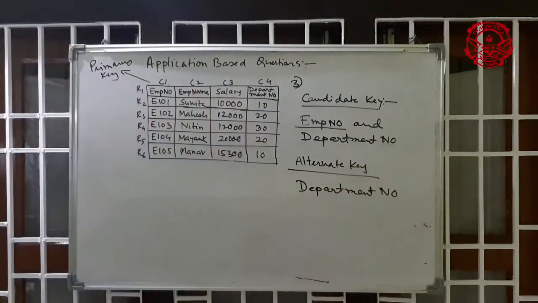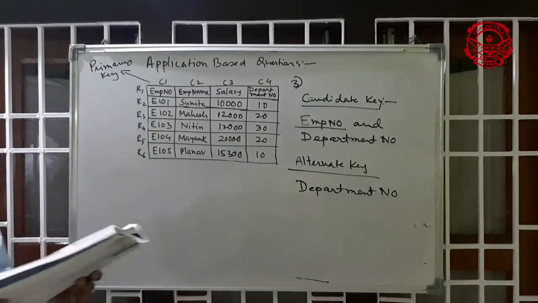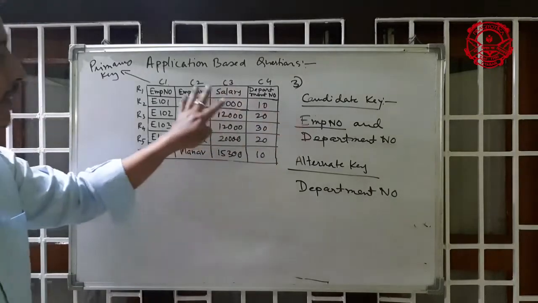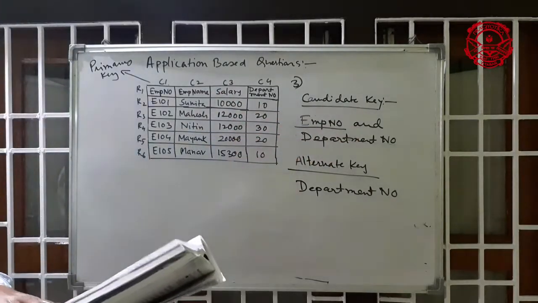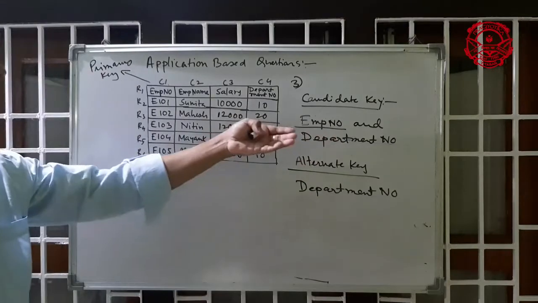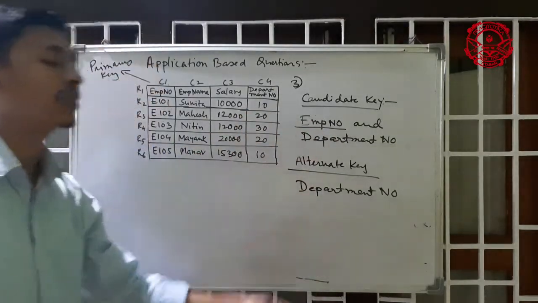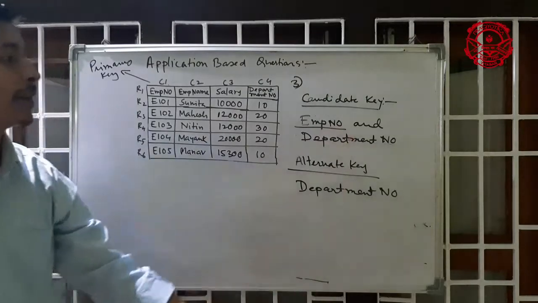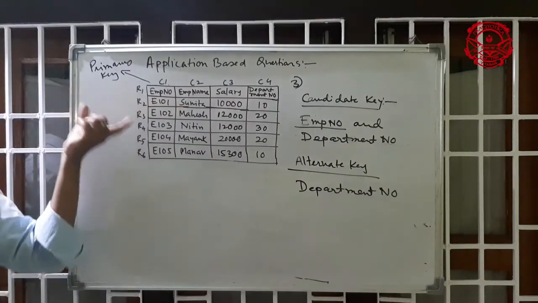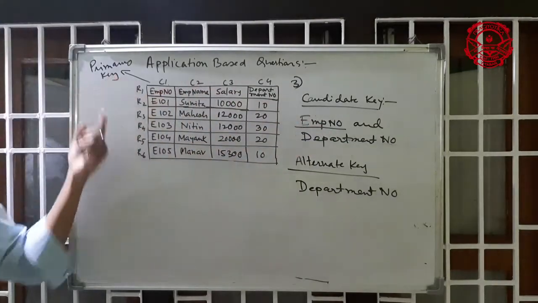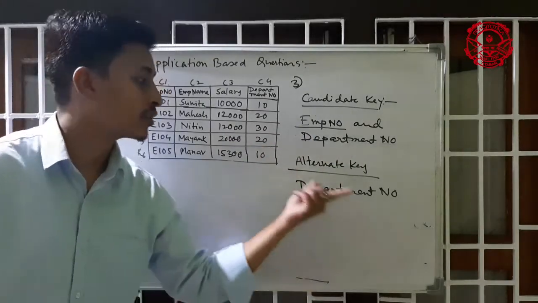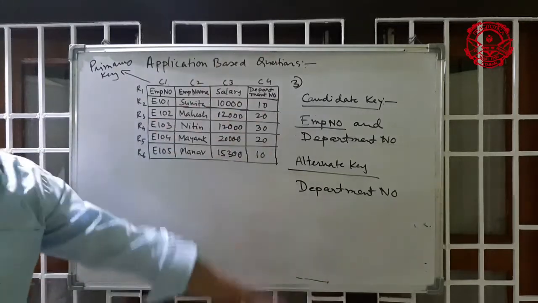So alternate key is what? Department number. I again say, in the book you can see, a candidate key of a table which is not made its primary key is called an alternate key. Here EMP number and department number both are candidate keys. But in this table EMP number is appropriate, so that's why EMP number is taken as a primary key. But department number is not a primary key. So that's why department number is an alternate key. Okay? That is the answer.